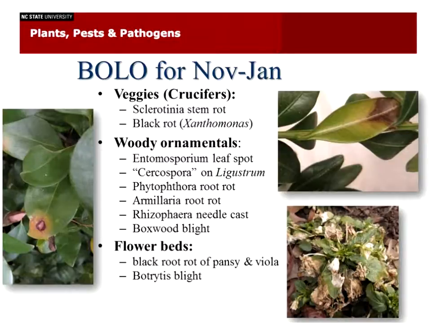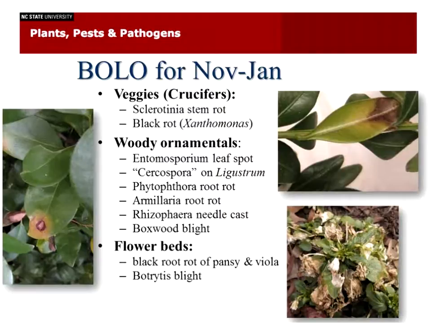A few things to look out for in the next few months. Things are slowing down, but there are still some diseases that will be active. Vegetables, we're mostly talking about the crucifers now, but be aware of sclerotinia stem rot and also black rot, which is a bacterium, Xanthomonas, a few other diseases that can occur on these kinds of plants.